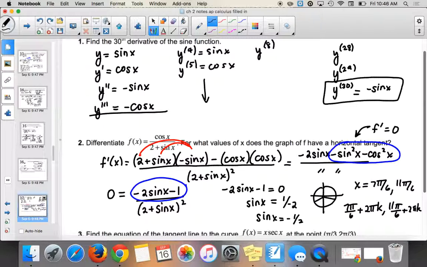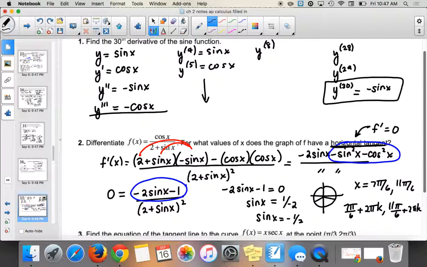Why do we set negative sine squared x and negative cos squared x equals 0? Sorry, that's arrows pointing to the horizontal tangent thing. It's equal to negative 1. So negative sine squared minus cosine squared is negative 1. Do you remember sine squared plus cosine squared is 1? Yeah, that's what we're doing.